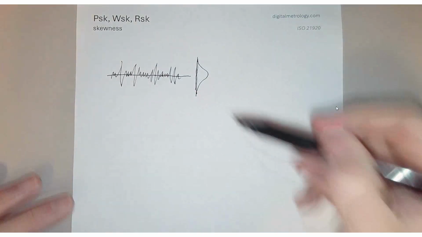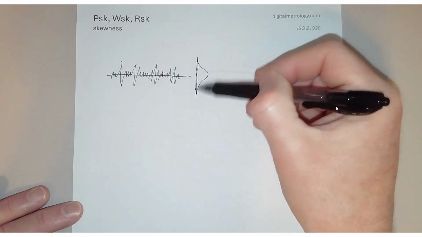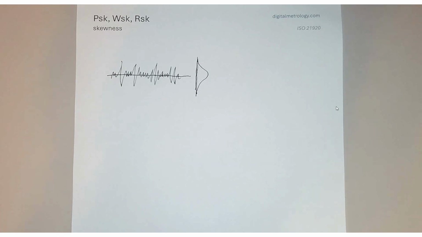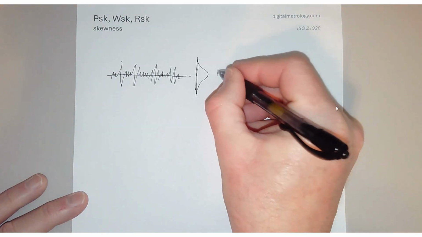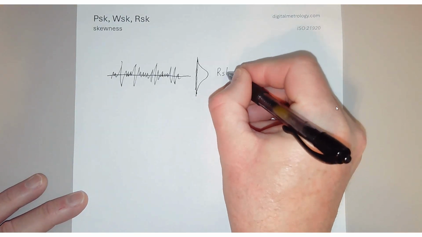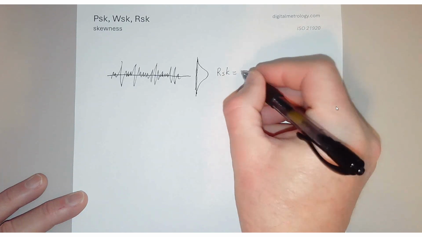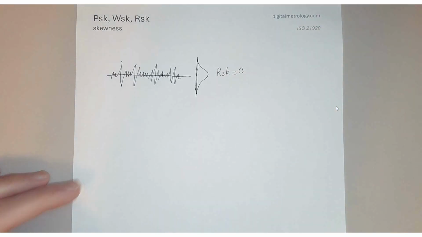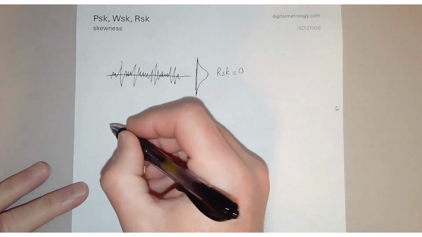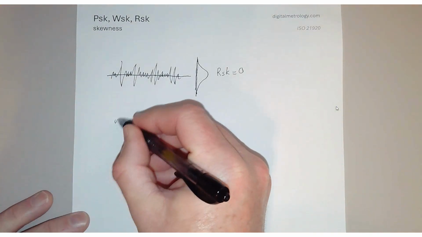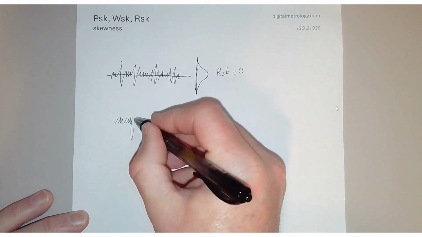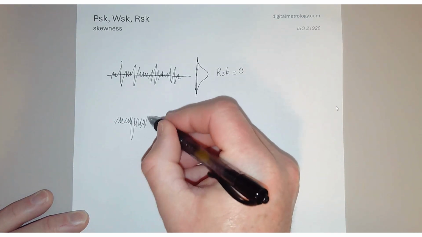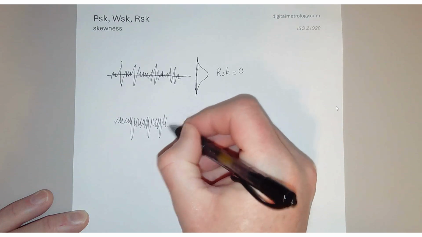I have the same amount of points high as I do low, and this surface has a skewness, or a distortion of this distribution, about equal to 0. However, let's look at a common process. A common manufacturing process might be one of honing, where we tend to have fewer peaks than we do valleys.